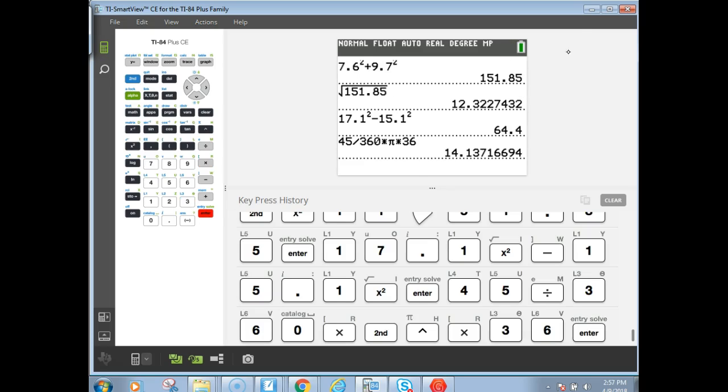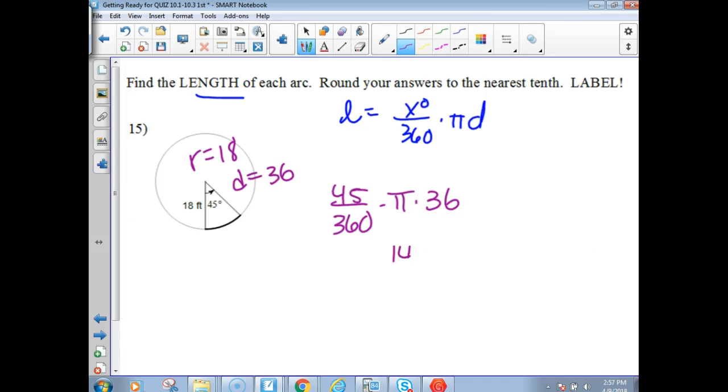Okay, that gives you 14.1, and that would be in feet. Did I type that right? Is that what you guys got? Yes? All right.